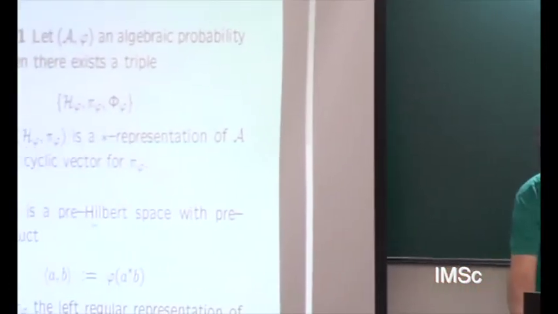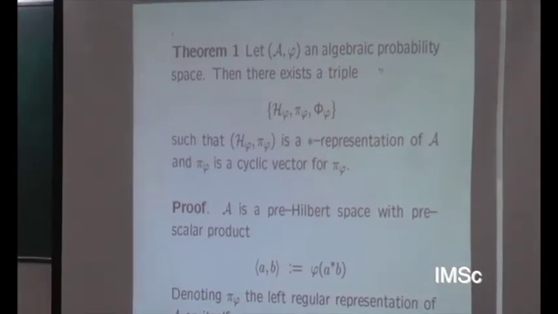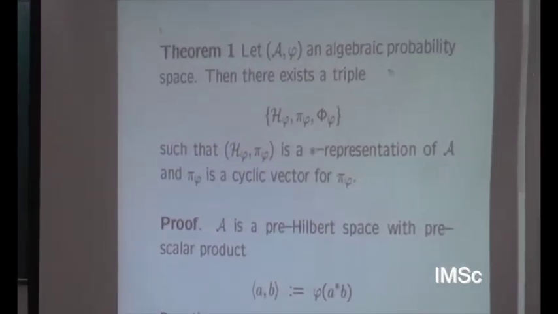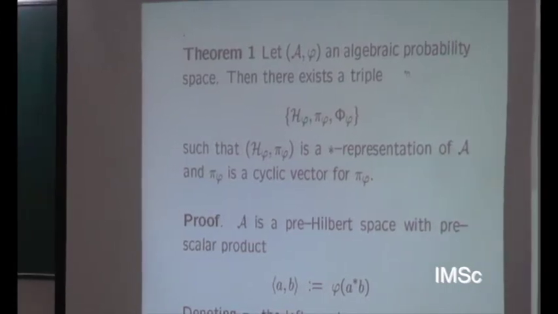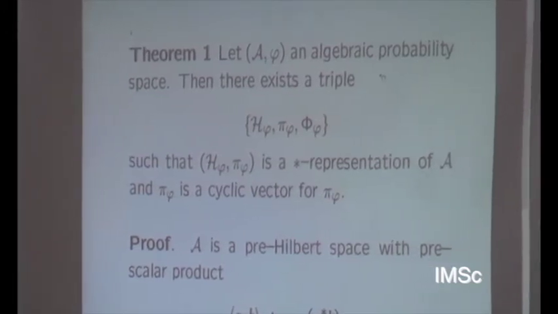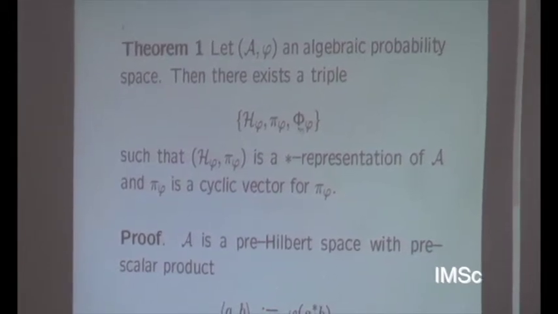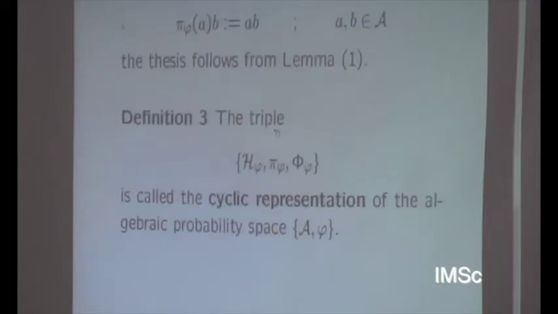And this is the cyclic representation. Now, algebraic probability space here is correct. If we have an algebraic probability space, then we repeat, generalized to star algebras, the standard GNS representation, and we obtain a representation with a cyclic vector. Cyclic vector means that the image of this vector under the action of the representation is dense in the pre-Hilbert space norm. And this representation will be called cyclic representation.